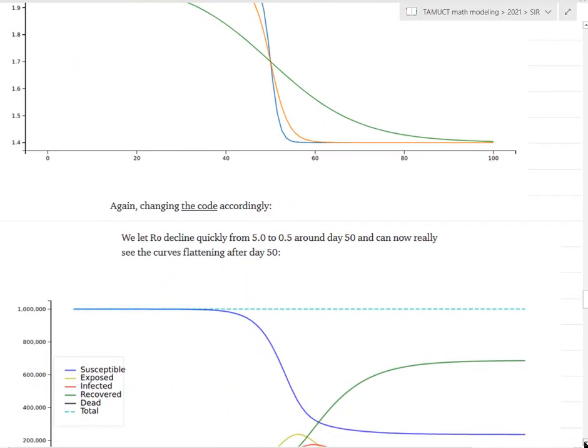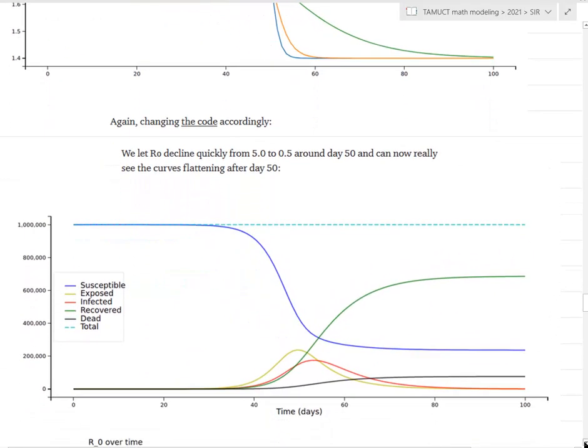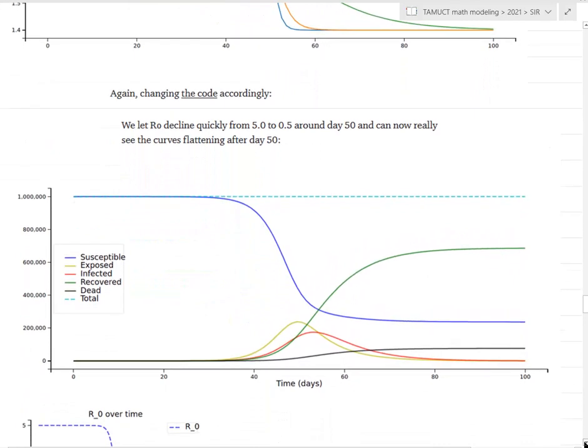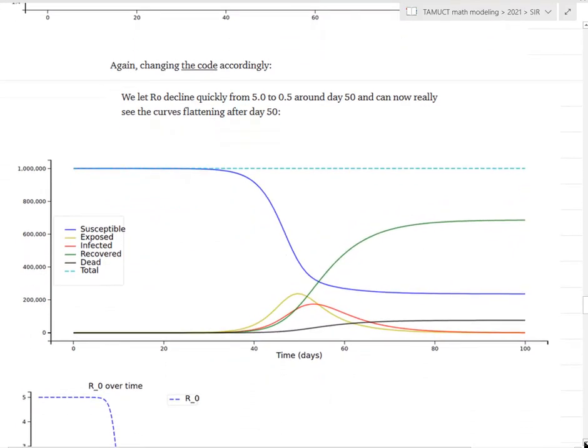Okay. Now he calls this R0. You really should call it R effective, but that's okay. You understand what he's talking about. It's the reproduction number.